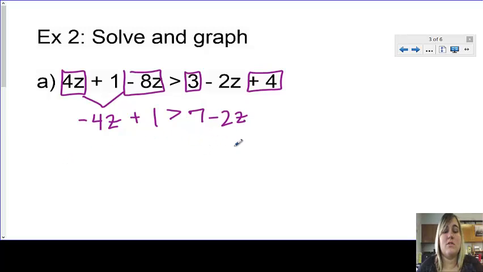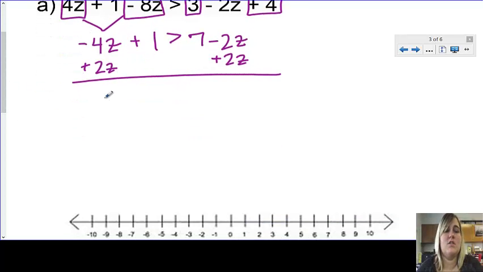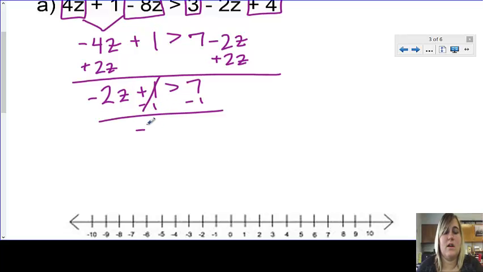So now I want to get my variables on the same side. So I'm going to add 2z to both sides. Okay, when I'm dealing with inequalities, I just generally move the right side to the left so that my variable's already on the left and I don't have to worry about switching it again. So I have negative 2z plus 1 is greater than 7. Subtract 1 from both sides. So I get negative 2z is greater than 6. Divide by negative 2 on both sides. Z is greater than negative 3.